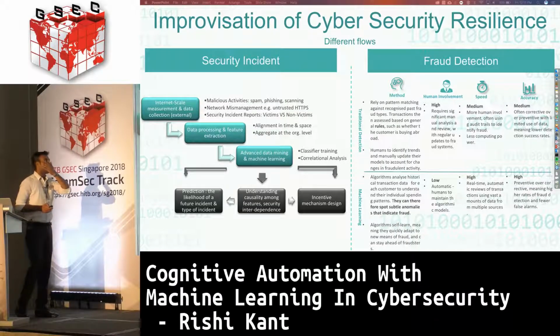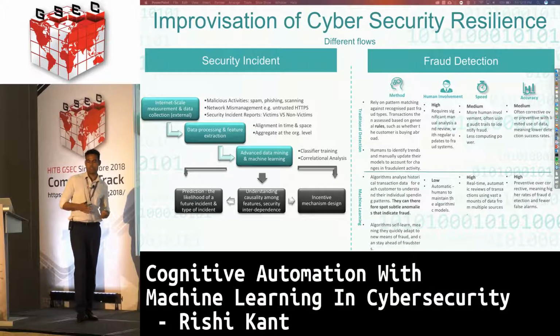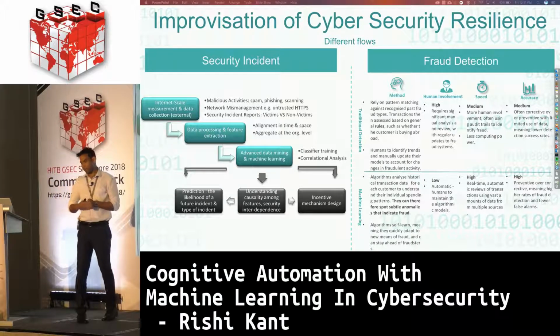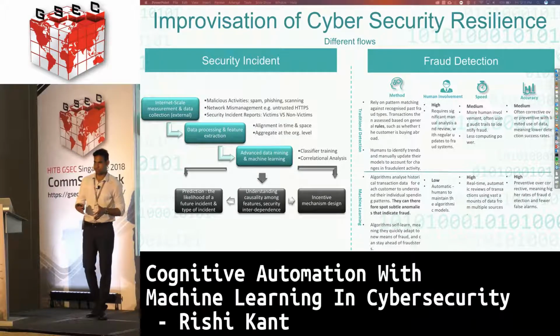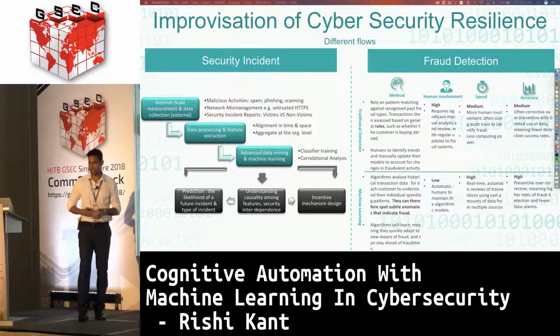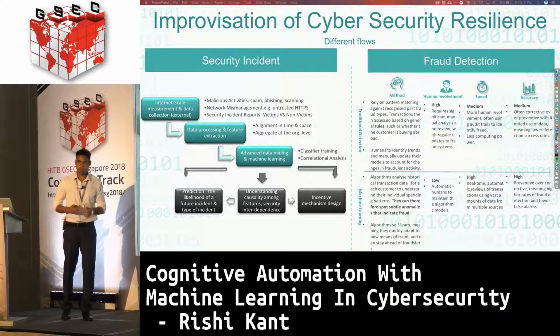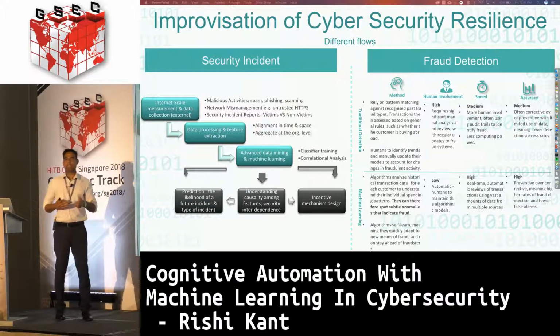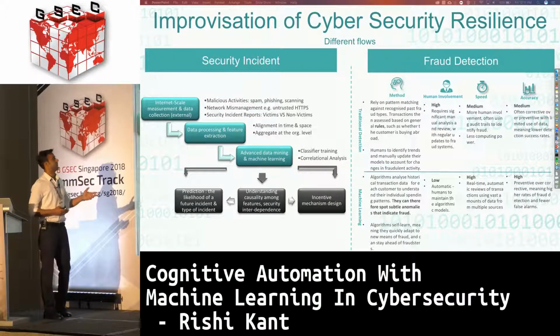So if I'm talking about the next section, improvisation of cybersecurity resilience. Machine learning helps a lot in cybersecurity nowadays. We have a lot of tools from Darktrace and other organizations. If I'm talking about security incidents, we have external incidents and internal incidents. So we have different types of incidents.